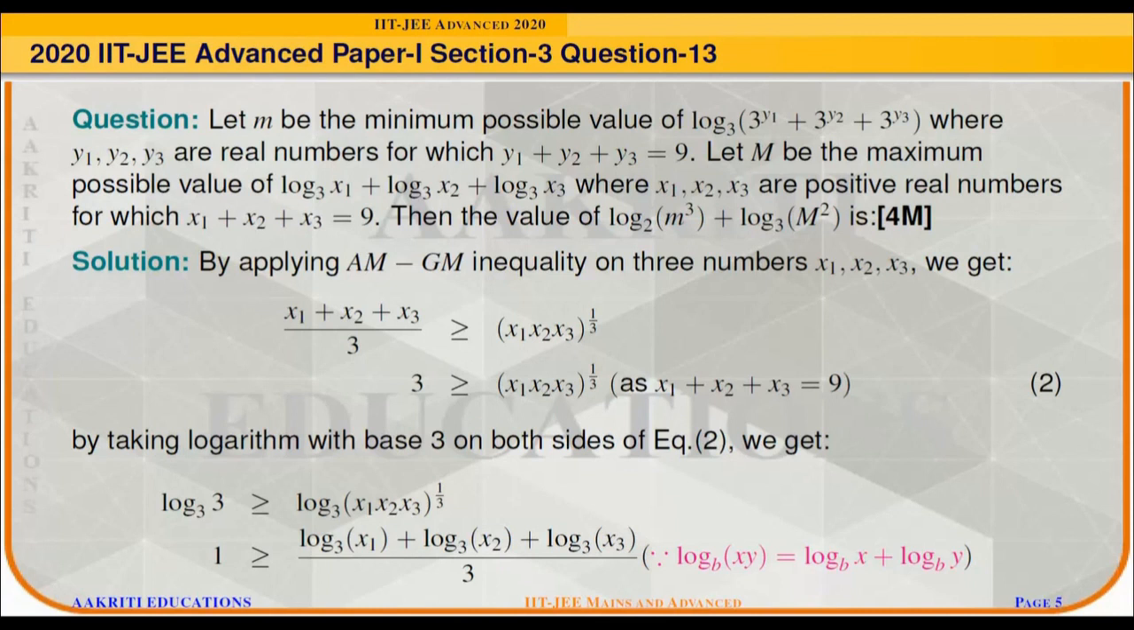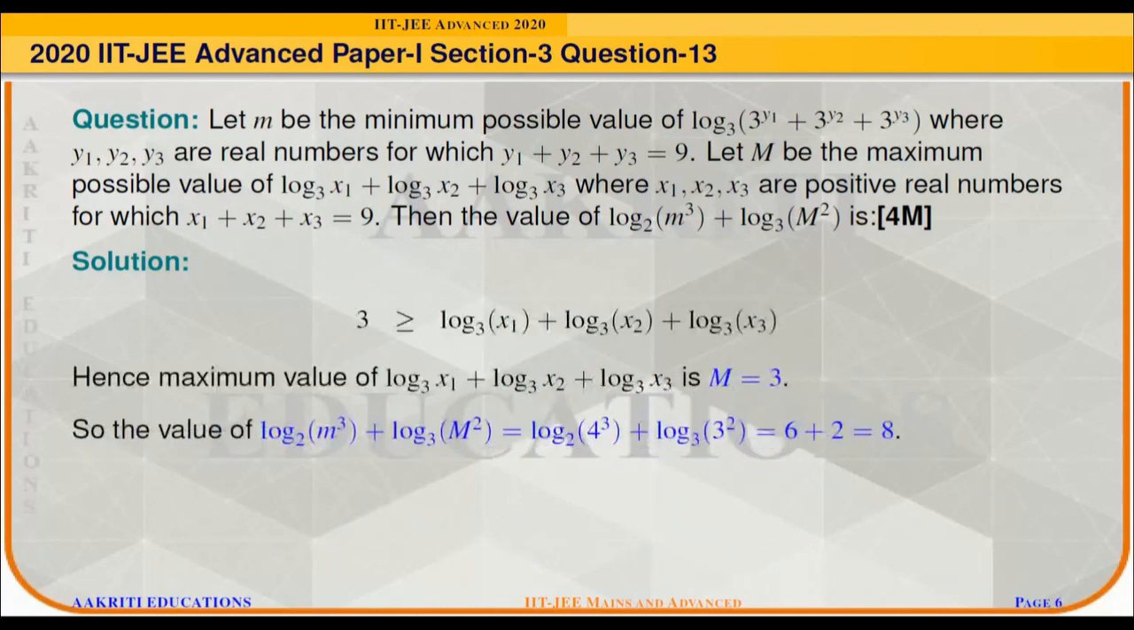By taking the logarithm with base 3 on both sides of equation 2, we get log 3 to the base 3 is greater than or equal to log of x1 x2 x3 to the power 1 by 3 to the base 3. After simplifying, we get 1 is greater than or equal to log x1 to the base 3 plus log x2 to the base 3 plus log x3 to the base 3, whole divided by 3. Here we have used one identity of logarithms, which is given as log xy to the base b can be written as log x to the base b plus log y to the base b.